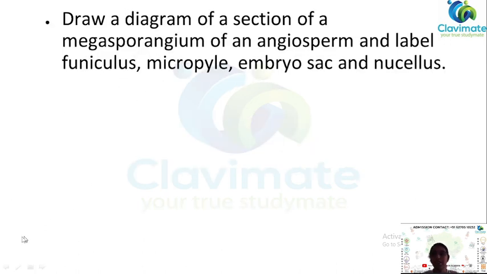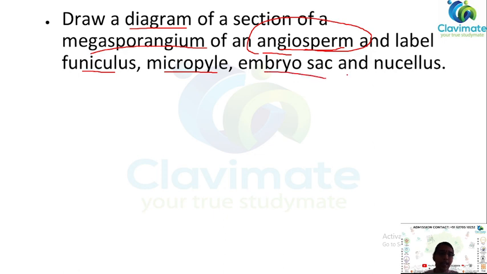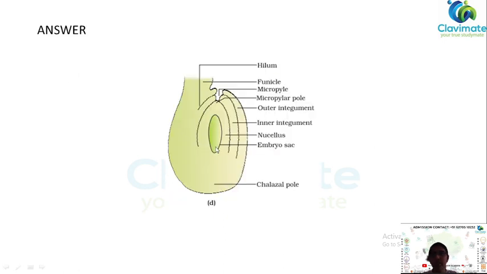Let's get into the first question. It is a diagrammatic question. You have to draw a diagram of megasporogenesis of an angiosperm. Angiosperms are flowering plants. You have to label funiculus, micropyle, embryo sac, and nucellus from the diagram. So here is the diagram.